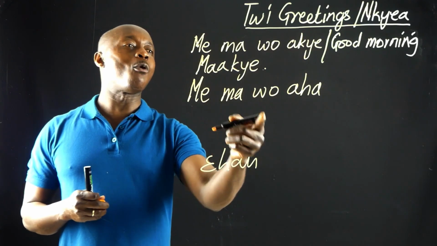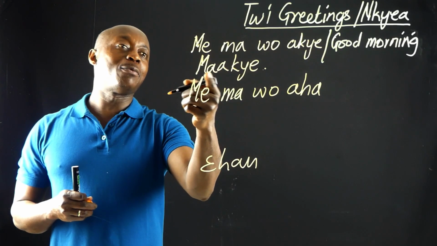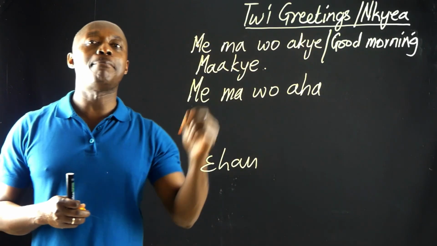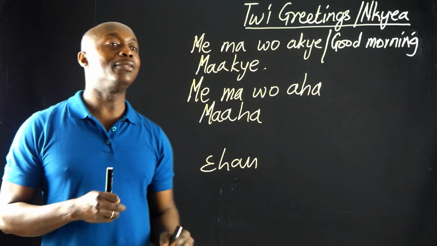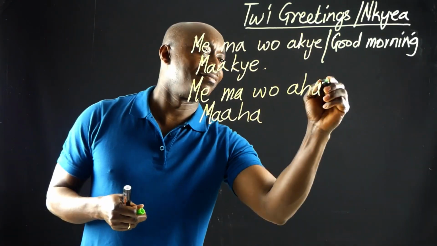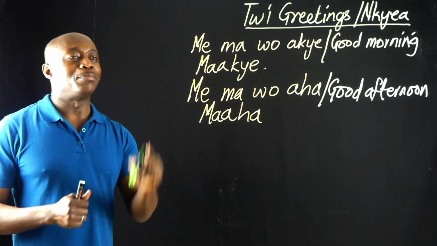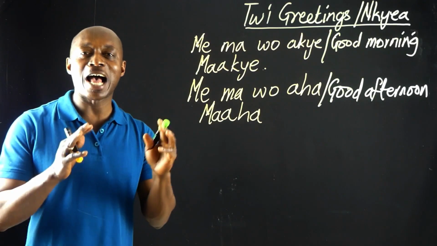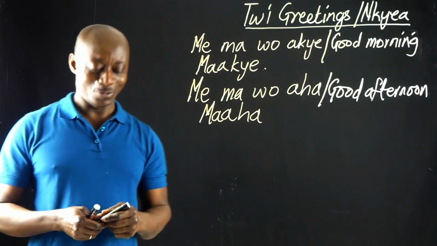So, memawo aha. But just as I've told you, in the morning people say Maakye. In the afternoon too they say Maaha. Maaha meaning good afternoon. Memawo aha or Maaha, and that is good afternoon. How do we say good evening?